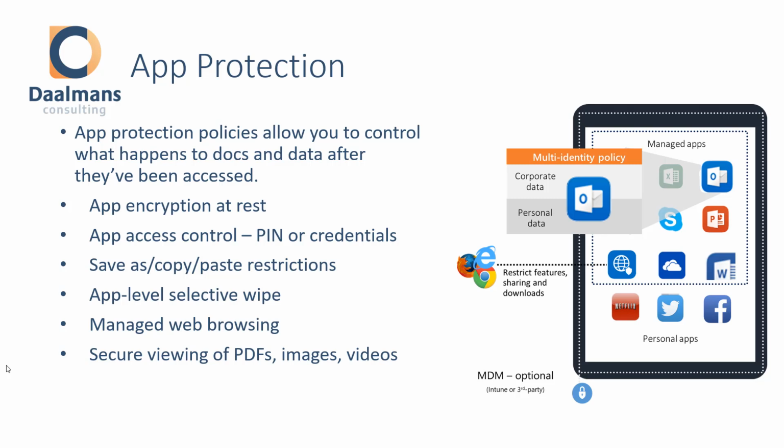So we're able to prohibit things like that. We can encrypt the data at rest. We can configure a PIN or credentials before entering the corporate side of the app. We can selective wipe only the data of the corporate side of the app, which is ideal for bring your own. And of course, we can also use it with MDM. MDM and app protection go hand in hand. But then you fall back on maybe the corporate owned apps.